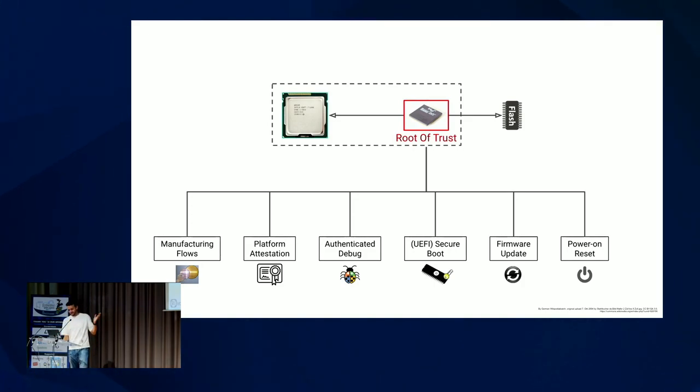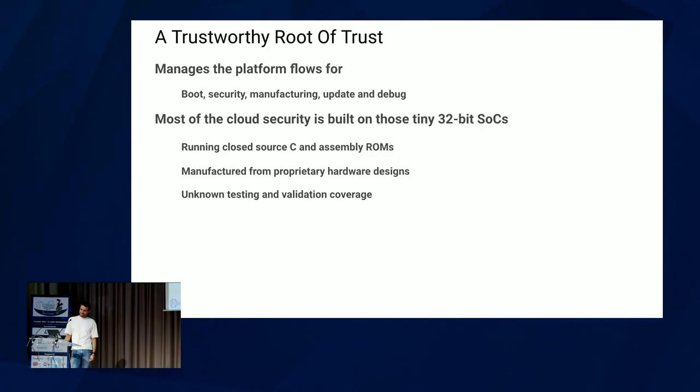So yes, the root of trust, this small piece of silicon, manages platform flows for very, very critical security things: the boot, security, manufacturing flows, updates, authenticated debug. And I don't think it's an overstatement to say that most of the cloud security is actually built on those tiny 32-bit SoCs. And this is where I'm getting to the embedded stuff. This is an embedded, very embedded, well, not very embedded, I don't know what very embedded means, but it's a small piece of silicon running very special software that actually holds the entire security of the cloud, basically.